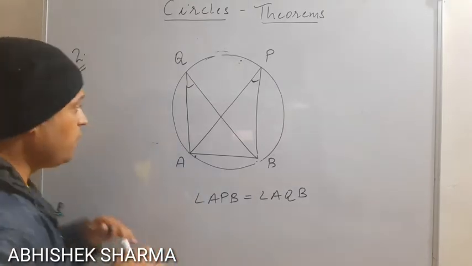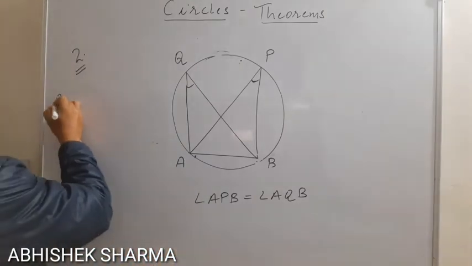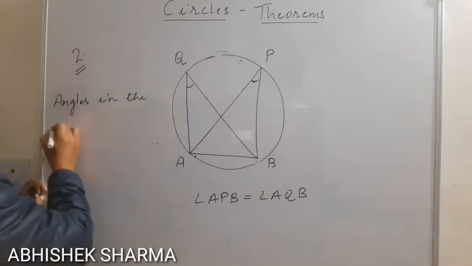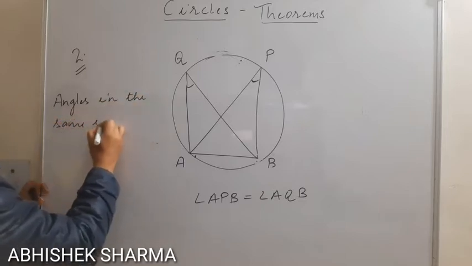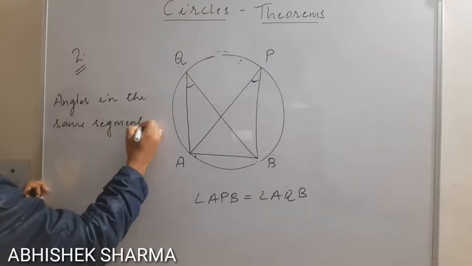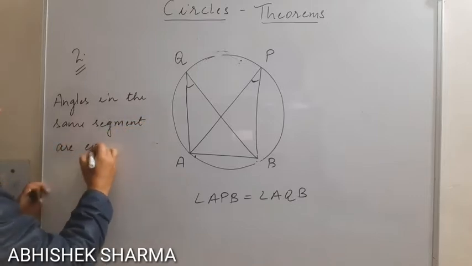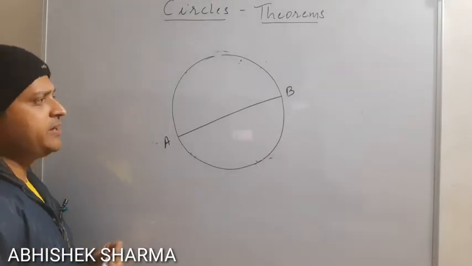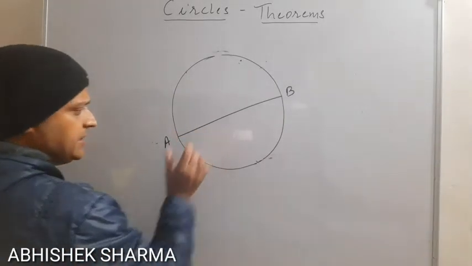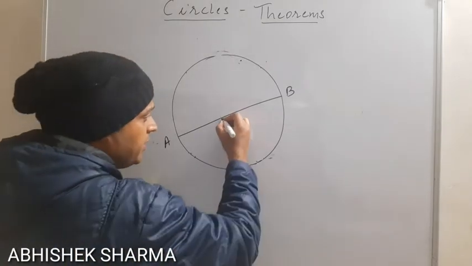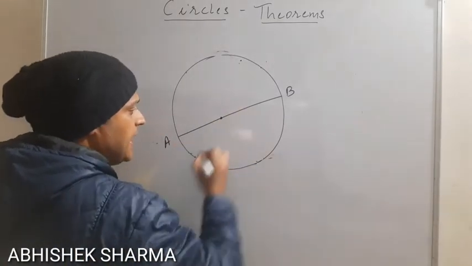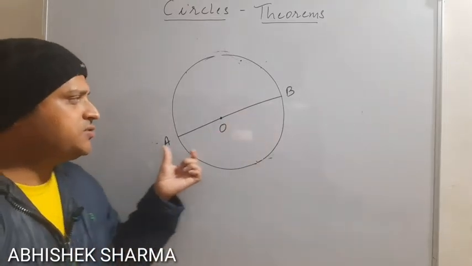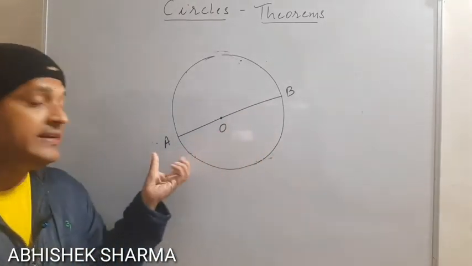Okay, so what we can say here, that angles in the same segment are equal. So dear students, next theorem हमारी क्या होगी? नेक्स्ट थ्योरम हमारी तब बनेगी जब हम लोग इसको सेंटर मानेंगे, एंड सेंटर इज O, and the line which passes through center, that is our diameter.